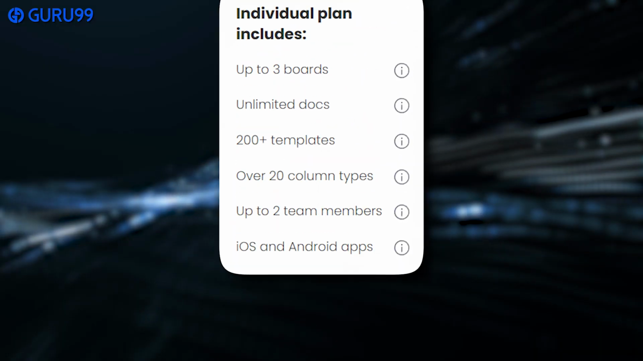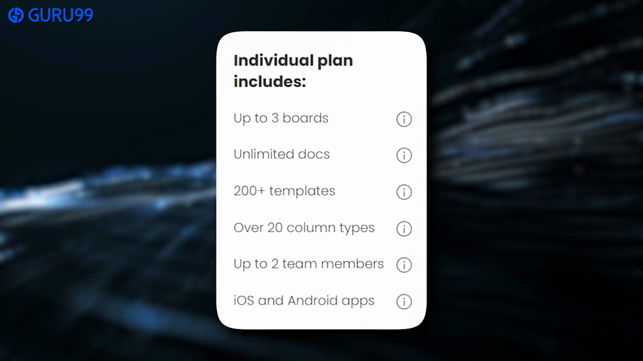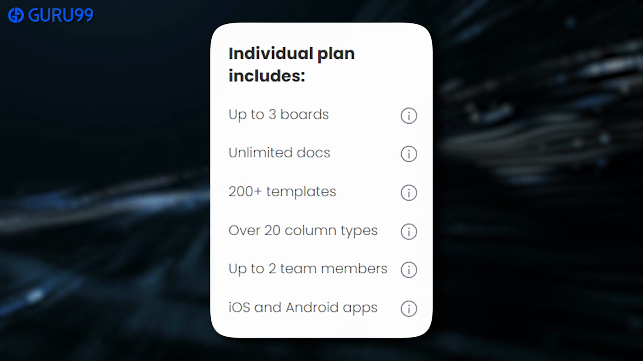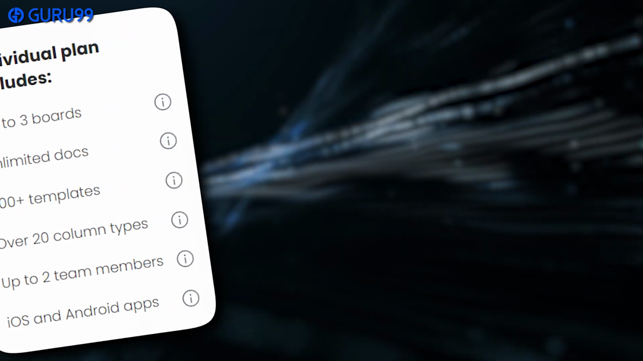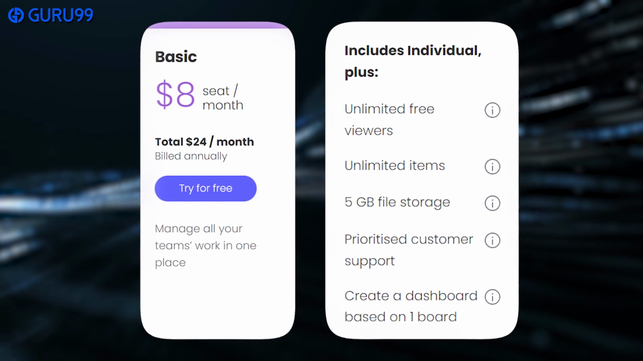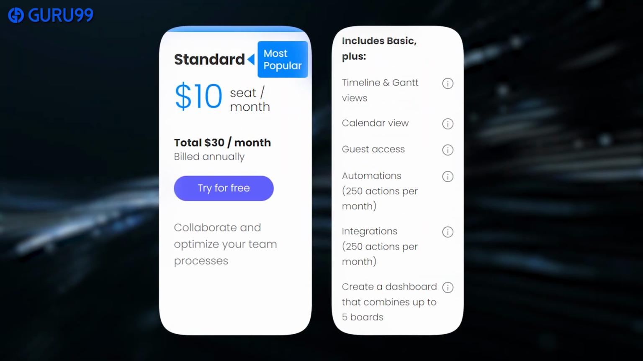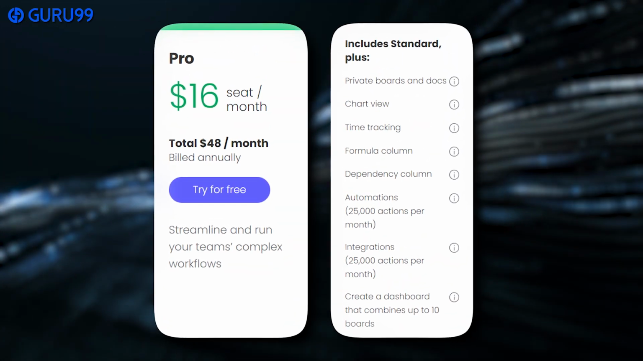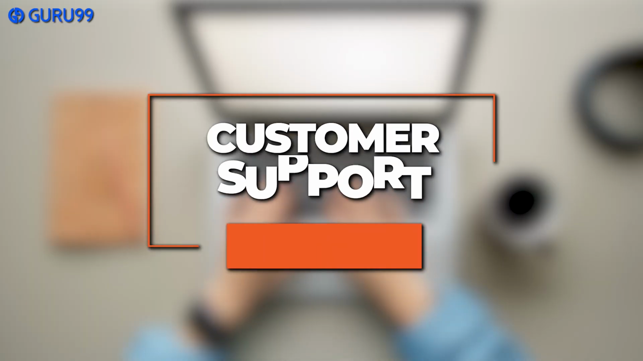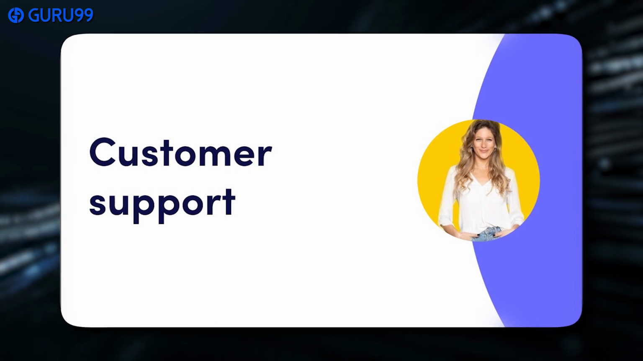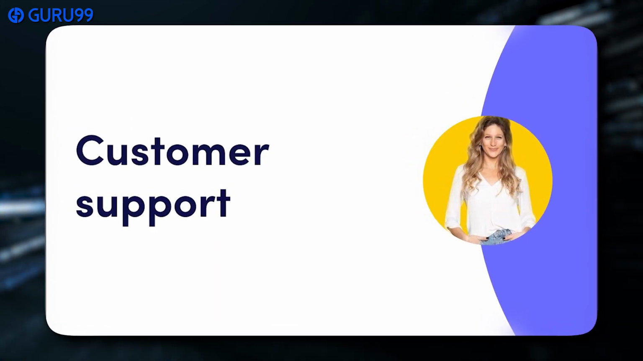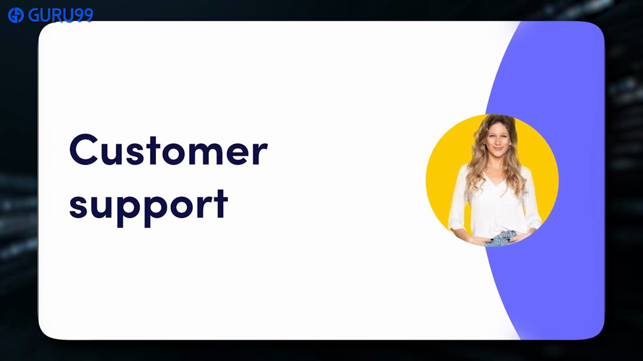Pricing. Monday.com has an individual plan, which is free forever, including up to 3 boards, unlimited docs, and 200 plus templates, etc. The basic tier begins at $8 per month with up to 5 gigabytes of storage, as well as standard $10, Pro $16, and Enterprise POA offerings. Customer support. Across all plans, Monday.com provides 24/7 support anytime, anywhere, with an average response time of 2 hours.